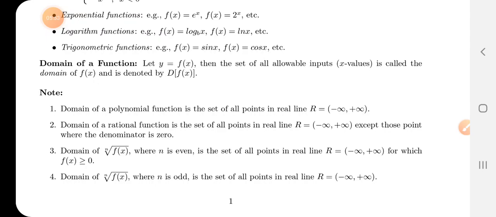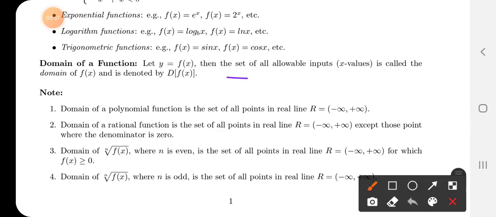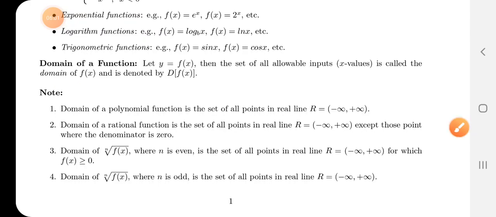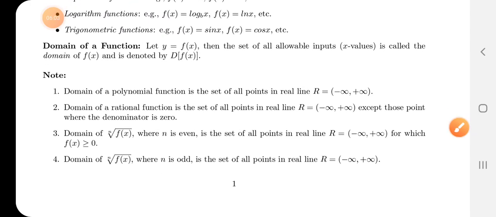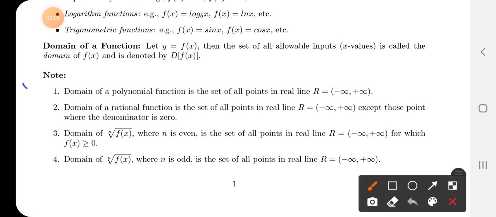So now what's the domain? Domain is a set of allowable inputs, not all the inputs. The set of allowable inputs is called the domain. What do we mean by allowable input? For example, here, first let me explain this note, and then we will see by examples how to find the domain.